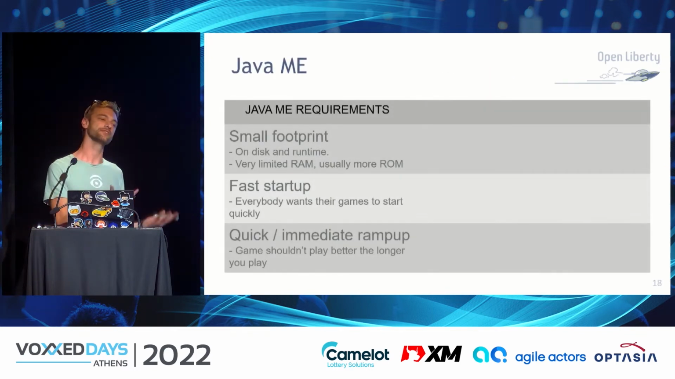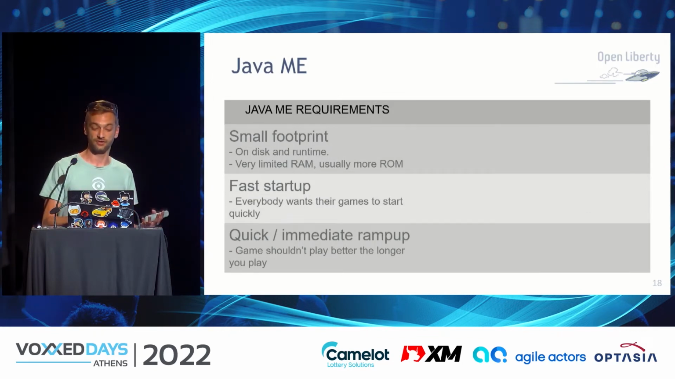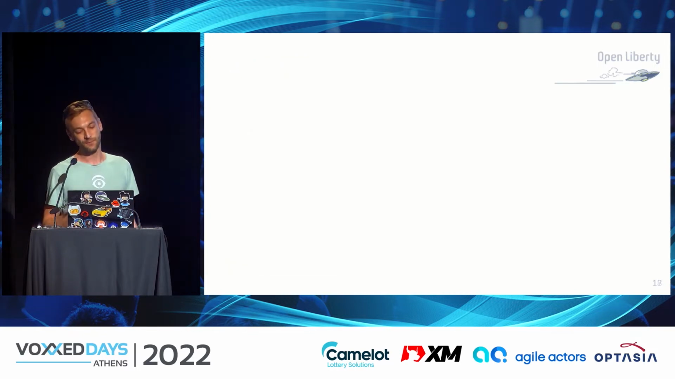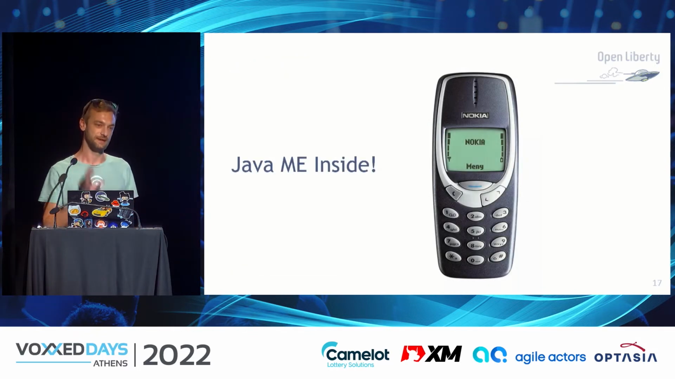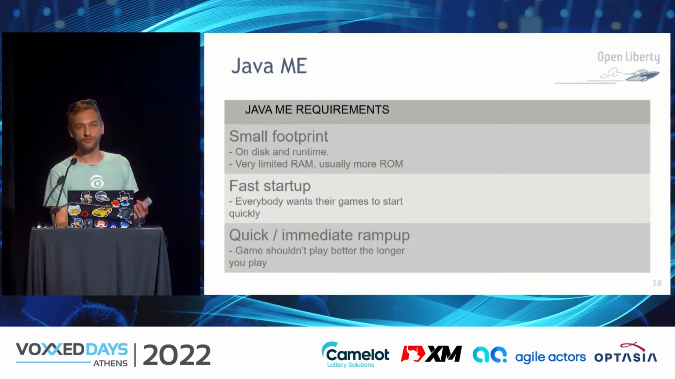So if we look at the characteristics of that JVM, we have things like small footprint, fast startup, and we want quick immediate ramp-up time. Now, the difference is with this, the hardware was limited, whereas now in the cloud, we're not limited by the hardware, but we're limited by the cost and the amount of energy we're using. Again, remember, trying to consider energy here.